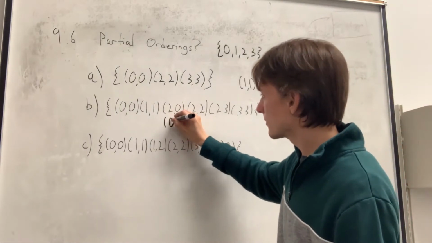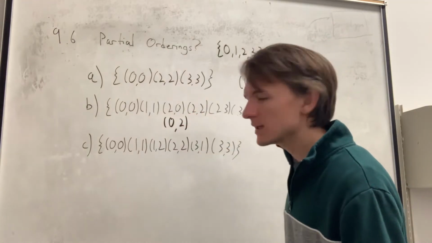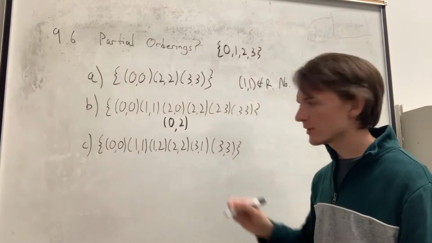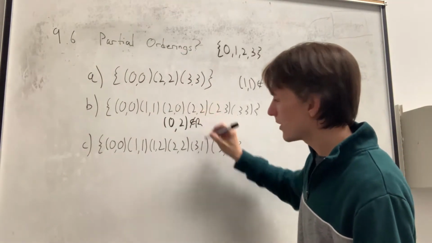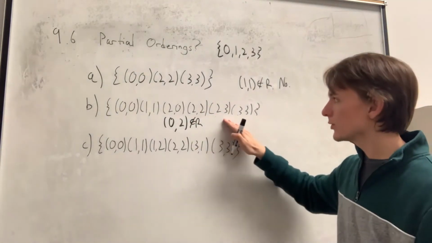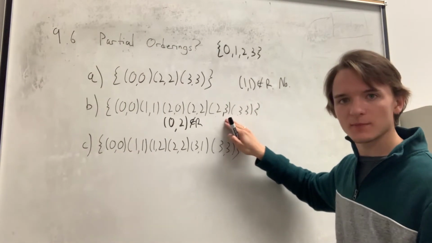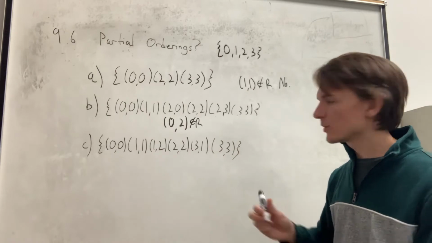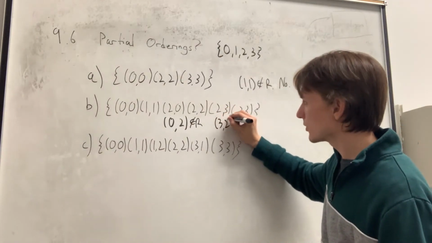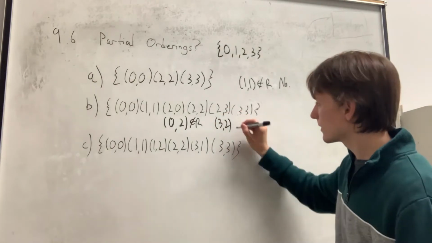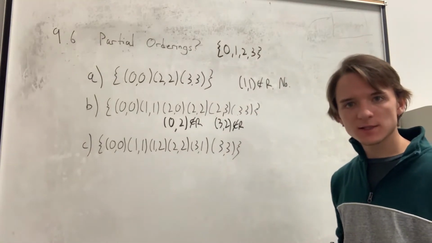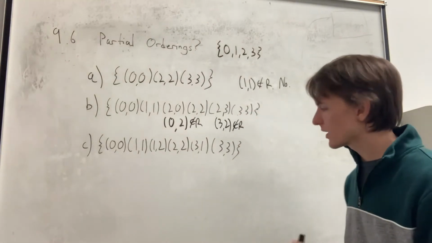We reverse it. We have (0, 2). Is (0, 2) in the relationship? No. All right, that checks out. We have (2, 3). Is (2, 3) reversed in the relationship? In other words, is (3, 2) in the relationship? No as well. And that's all we can check. It passes in both cases, so it is antisymmetric.